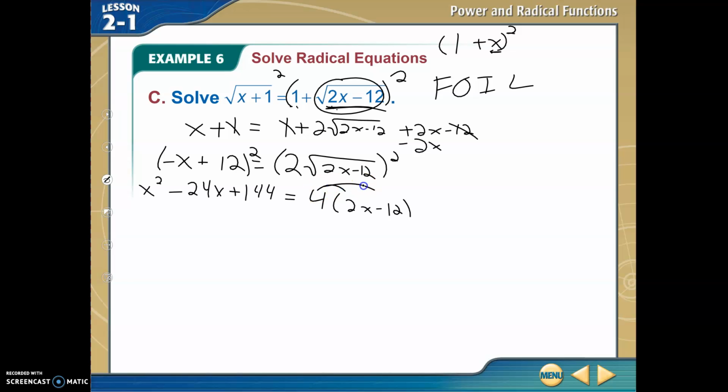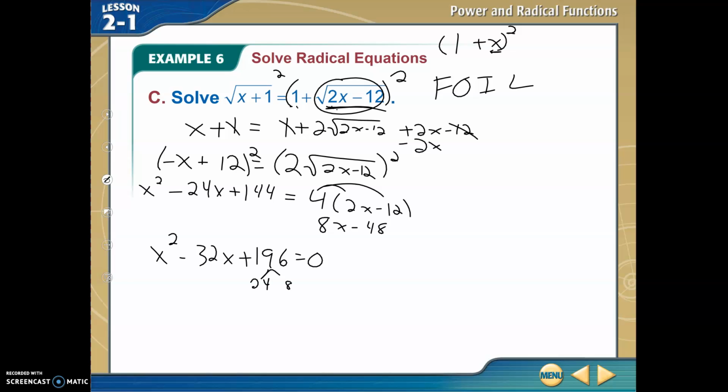Now, distribute this, I get 8x minus 48, okay? Set it equal to 0, so if I subtract 8x, I get x squared minus 32x, okay? Add 48, I get plus 196 equals 0, okay? And to solve that, you have to do a little bit of work, okay? So you have to figure out what factors of 196 give me a negative 32, and those factors are 24 and 8.